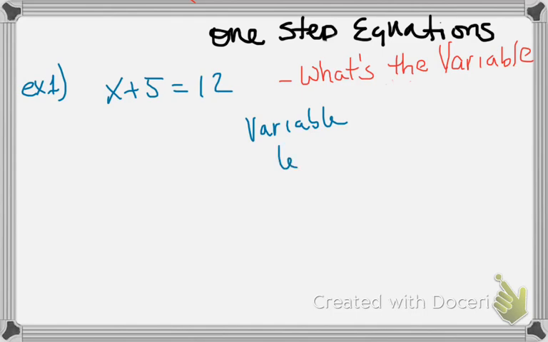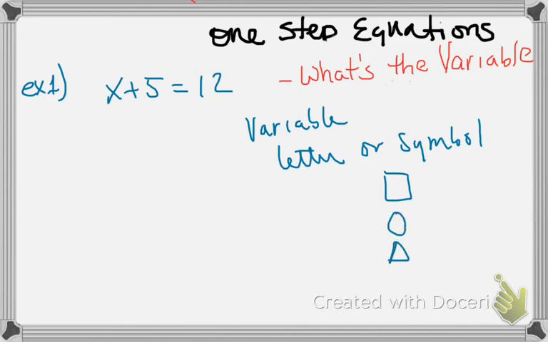It's a letter or symbol. That symbol could be a box, a circle, a triangle, a star, a dollar sign. It could be anything that someone has put as a symbol. As for letters, the most common are X and Y, but you could have anything: T, P, any letter in the alphabet. So a variable is a letter or symbol that represents an unknown.